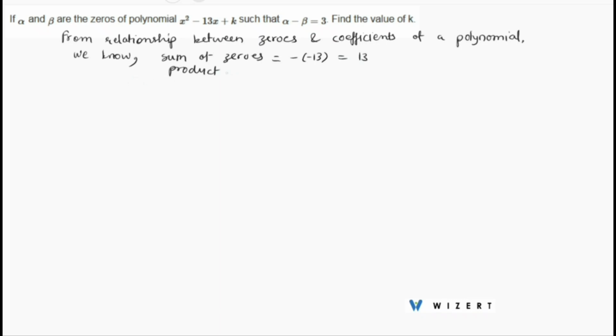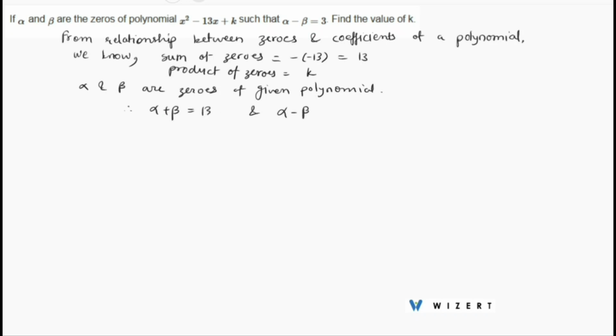product of zeros equal to constant term divided by leading coefficient, which in this case is k. So sum of zeros, we are given alpha and beta are zeros of given polynomial. Therefore alpha plus beta is equal to 13 and alpha minus beta is equal to 3, which is given, and alpha beta equal to k.